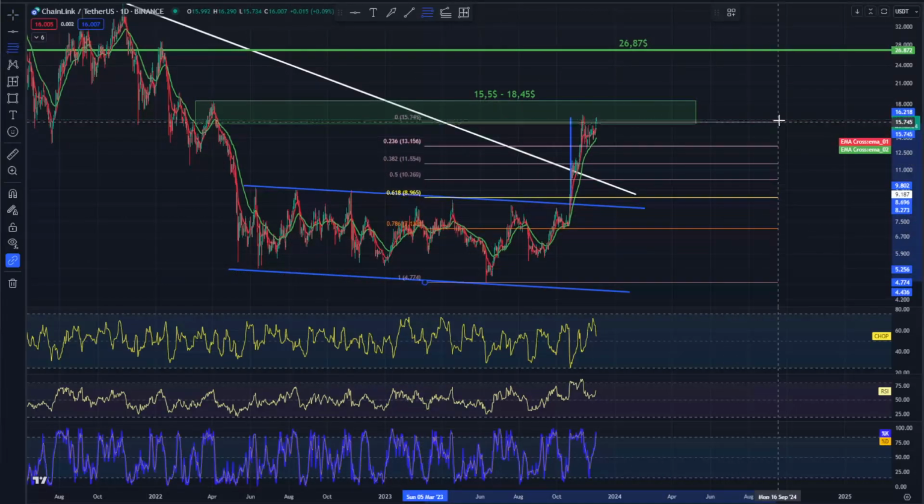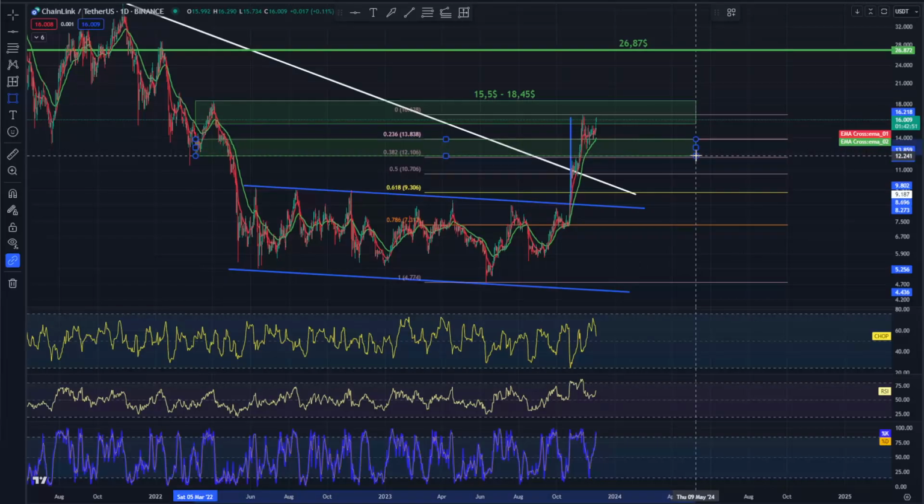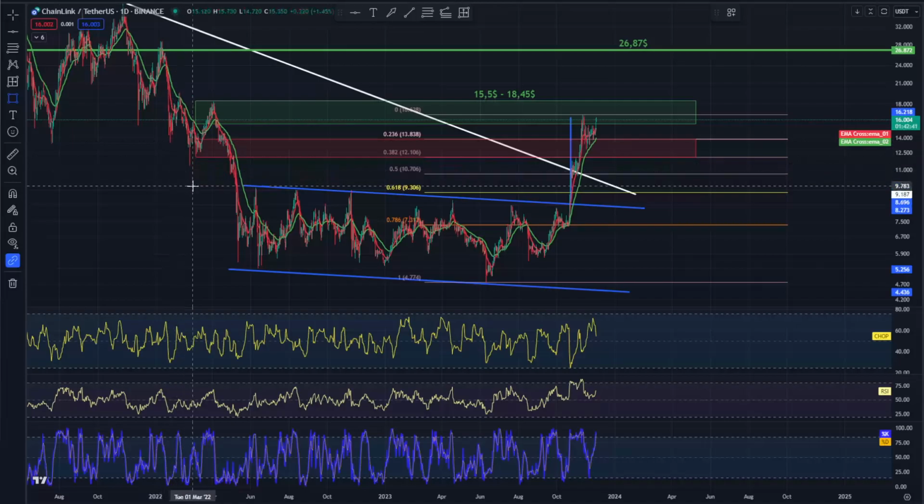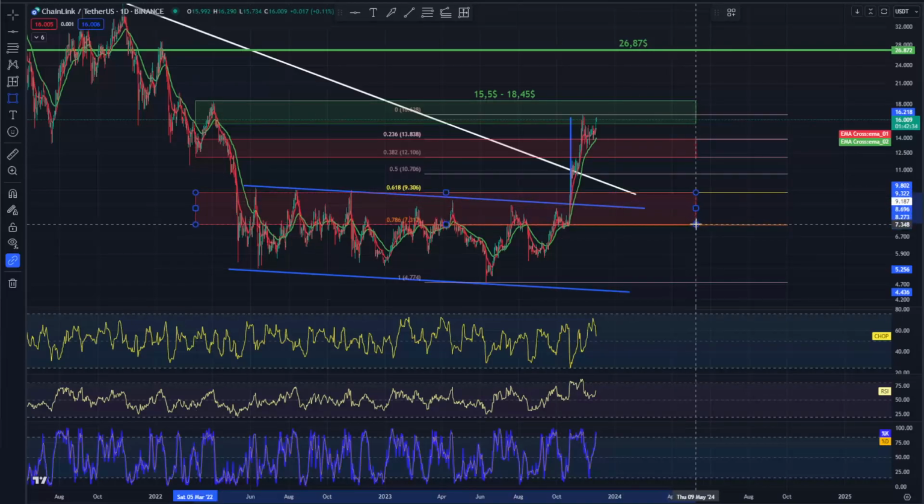Looking the other way, we see that the price has a support zone from $13.85 to $12.11. Only when it breaks below it will we be able to see further declines to the vicinity of the second, very strong zone from $9.32 to $7.27.